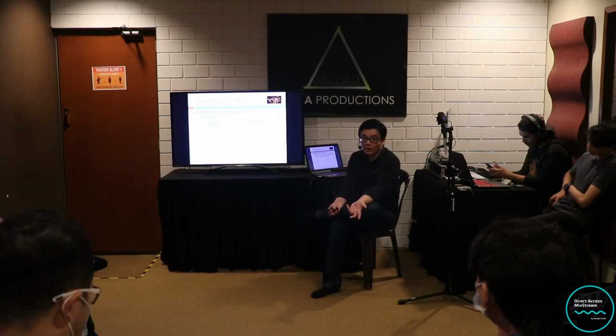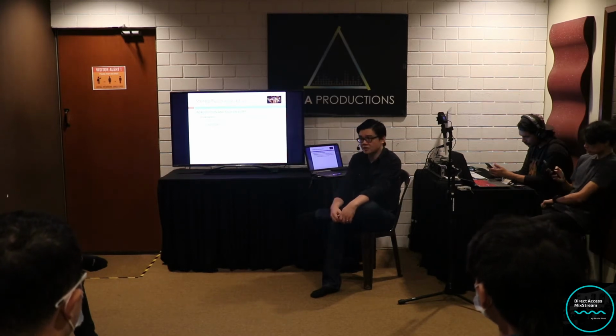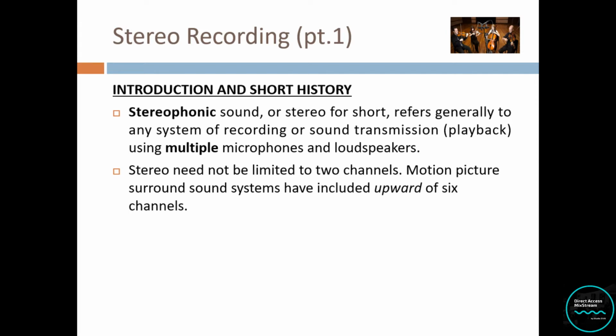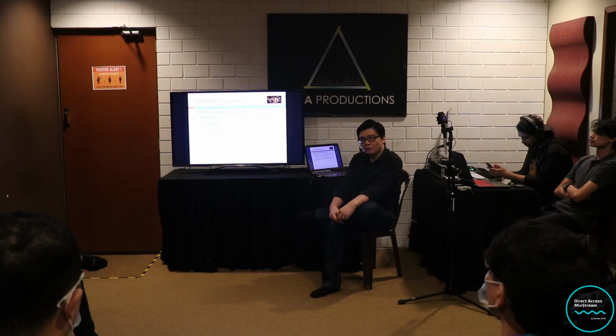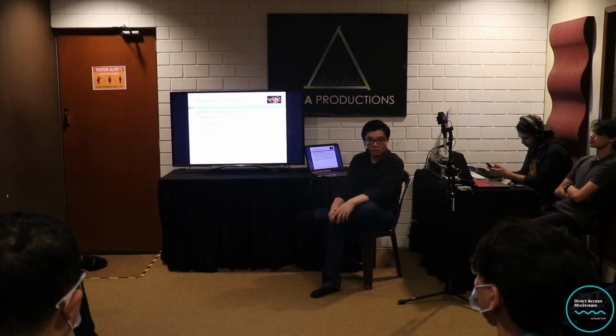Sometimes you have a 2.1, for example, where you have your low frequency emitter, your subwoofer. So stereo need not be limited to two channels, not necessarily limited to your left and right channel. Motion picture surround sound systems in movie theaters have included upward of 6 channels or more. Previously, Dolby surround sound was 5.1. You have your 5, then your 0.1, so you need 6 channels of audio.